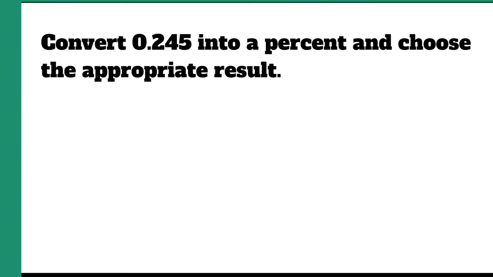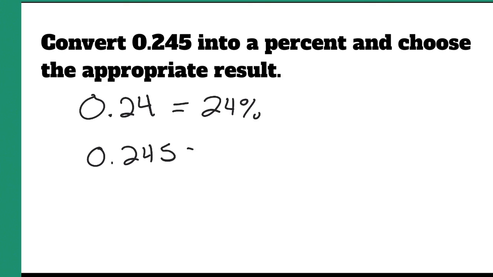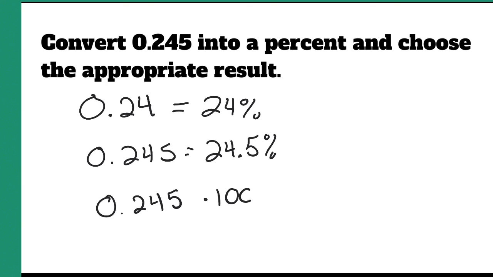Okay, convert 245 thousandths into a percent and choose the appropriate result. So what you should be thinking is that if it was just this, without the 5 at the end, that is 24%. So if it is 245 thousandths, the difference is it would be 24.5%. Or just like I told you on one of your videos, to find the percent, you would multiply the decimal by 100. So you could do 245 times 100, and that would give you the 24.5%.